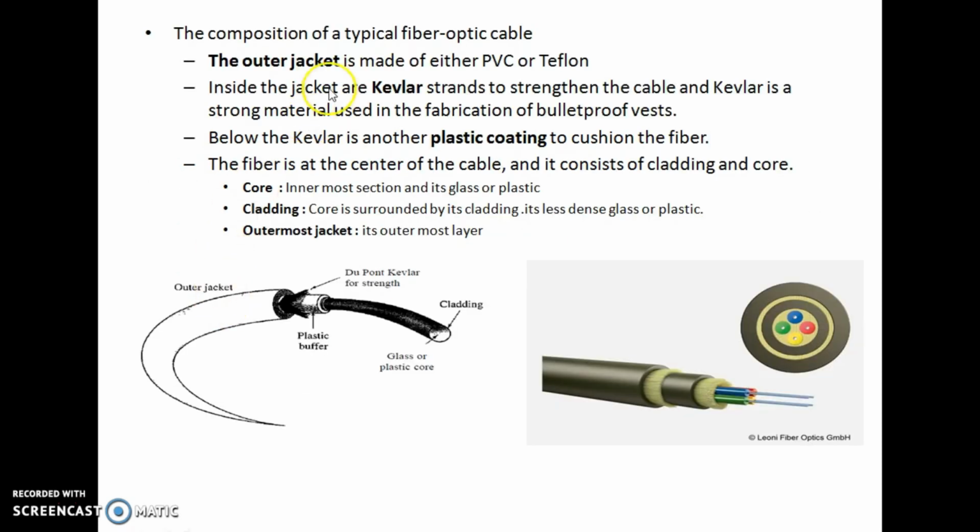The next one is the composition of the typical fiber. The typical fiber consists of four layers: the outer jacket, Kevlar, plastic coating, and finally the fiber optic cable. The fiber is at the center of the cable and consists of cladding and core. The core is the innermost section, made of glass or plastic. The core is surrounded by cladding, which is less dense glass or plastic. The outermost jacket is the outermost layer. The outer jacket, Kevlar, and plastic coating are used to strengthen the cable.